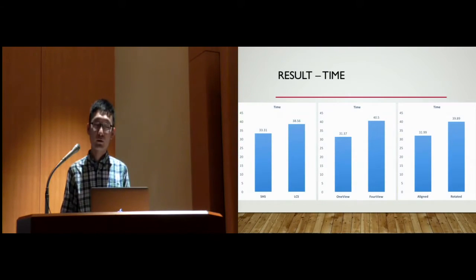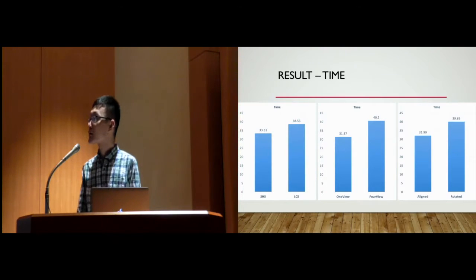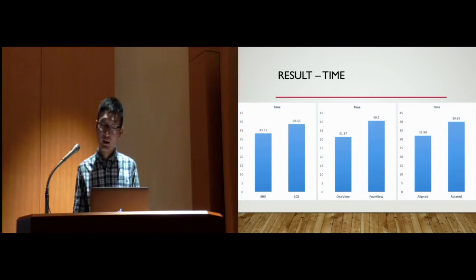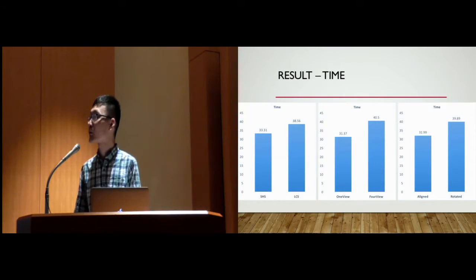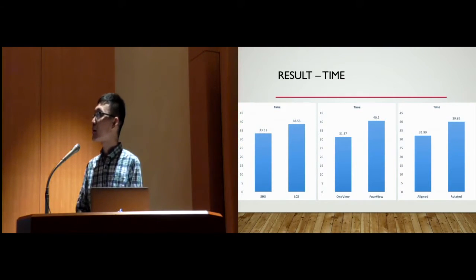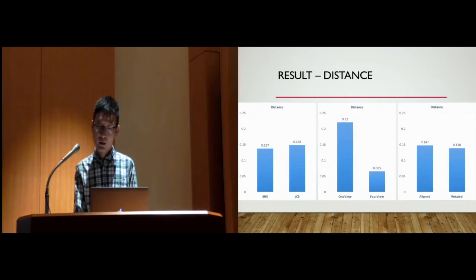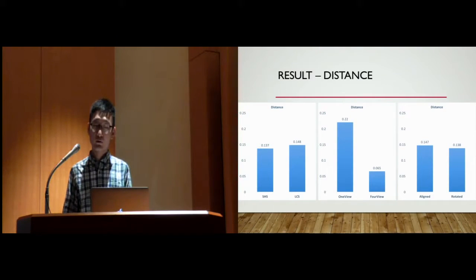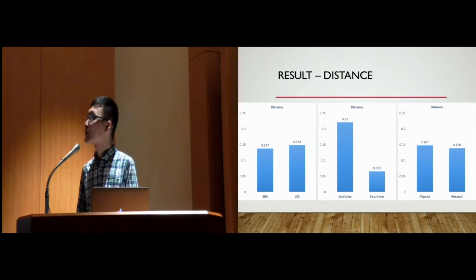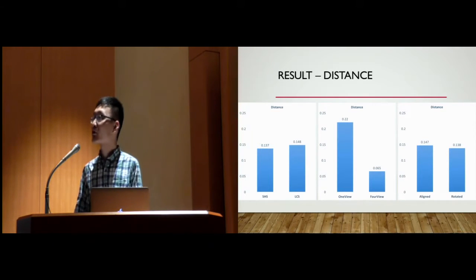So here is the result in terms of time. As you can see, we got a significant effect for all three factors. Shift sliding is significantly faster than widgets. One view is significantly faster than 4 view, and the aligned condition is significantly faster than rotated. For target distance, we only get significance for the display condition. The 4 view condition has a significantly smaller distance than the 1 view condition.